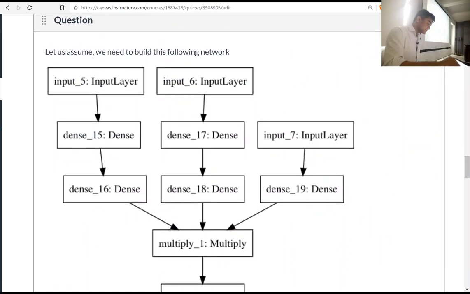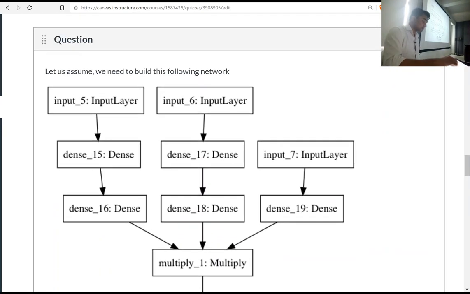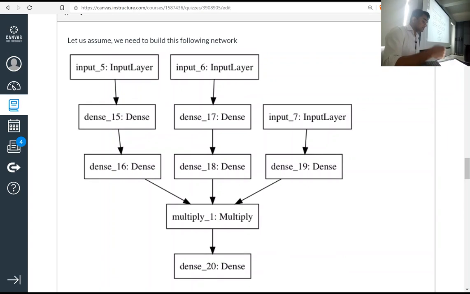Okay, assume you have this network to build. We have input layer 5, input layer 6. Which API are you going to use? Functional API, right? And this is a very interesting problem right now, what you're seeing here. Right now we are using Dense layers and all, but what you need to see is that it is possible to feed 3 different input images or data to one single network.